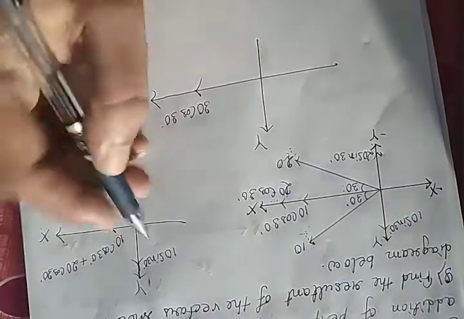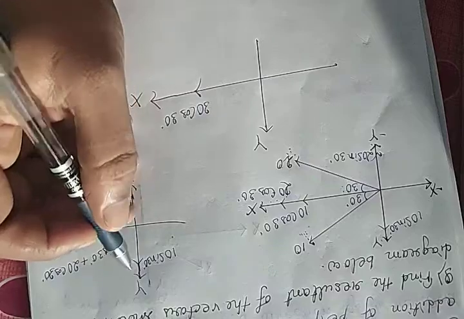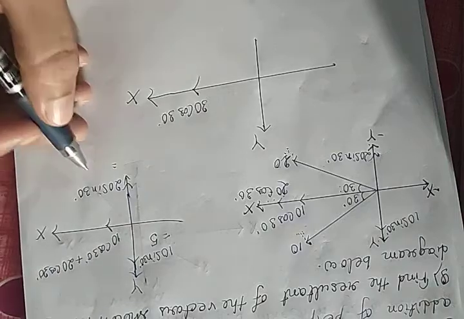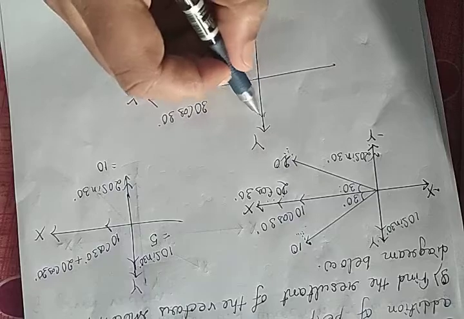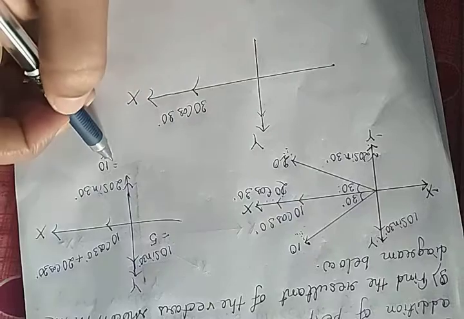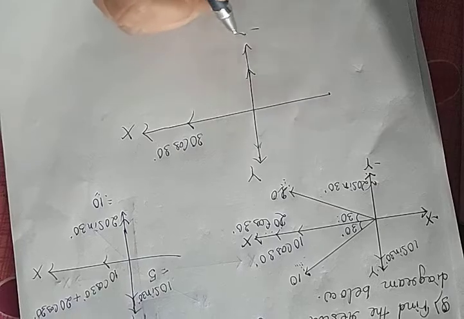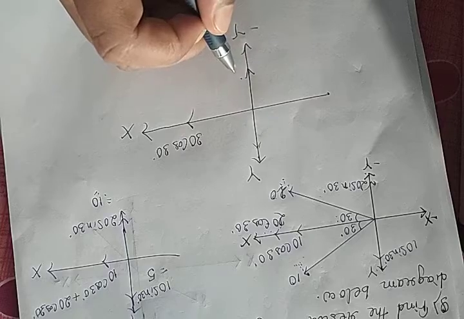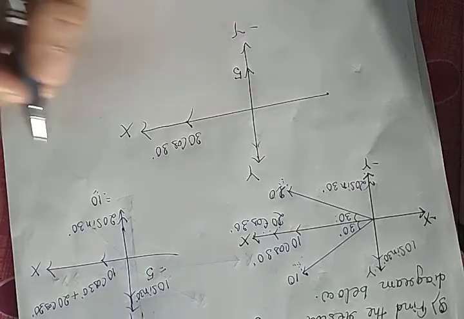What is the value of 10 sin 30? Sin 30 is half, so 10 into half, that means 5. And 20 sin 30. Sin 30 is again half, so 20 into half, that means 10. Now which one is greater? 10 is greater, so 10 minus 5 is equal to 5. So your resultant vector will be along the negative y-axis, and its value will be 10 minus 5, that means 5.